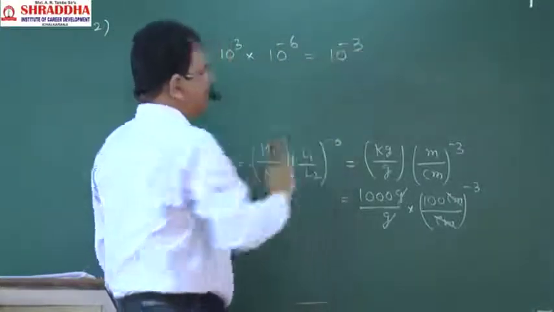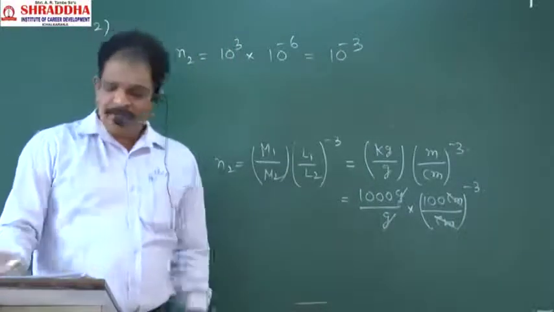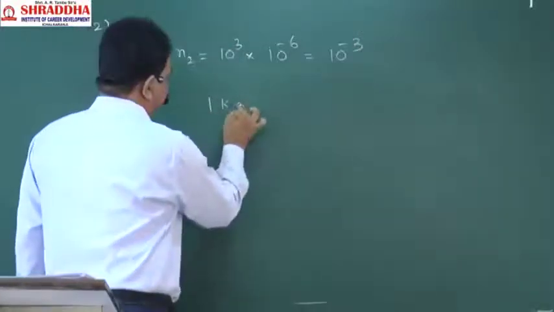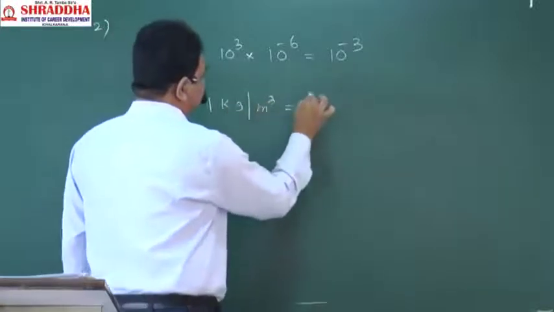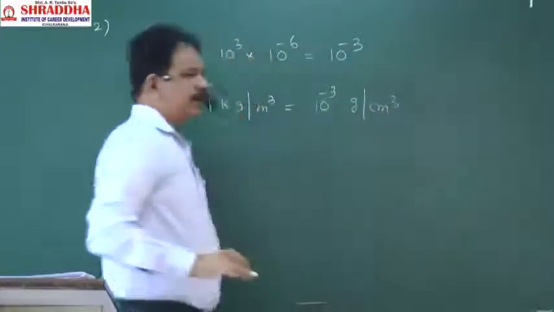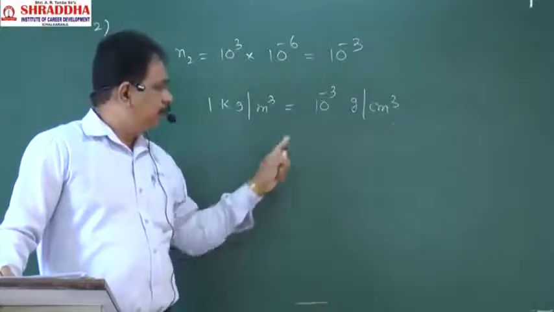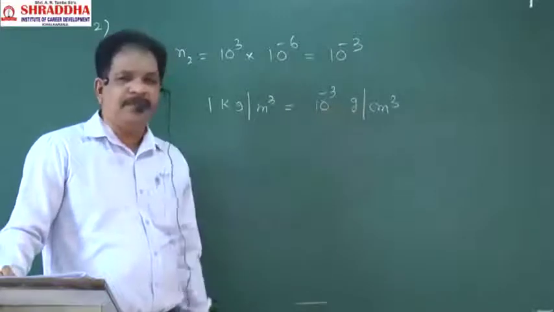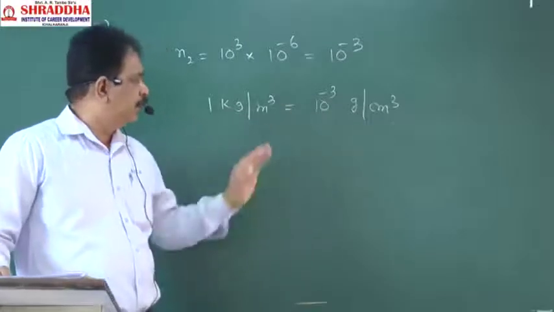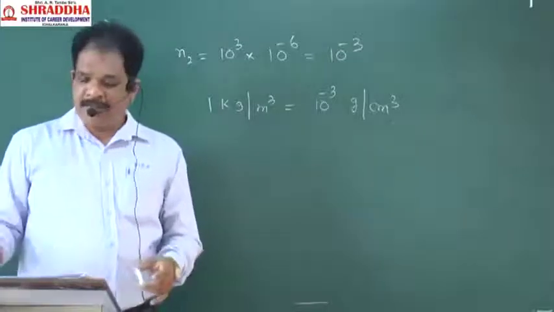This value will be 10 power minus 3. Understanding? So what we can write? 1 kg per meter cube is equal to 10 power minus 3 gram per centimeter cube. This is the relation between SI and CGS units of density.